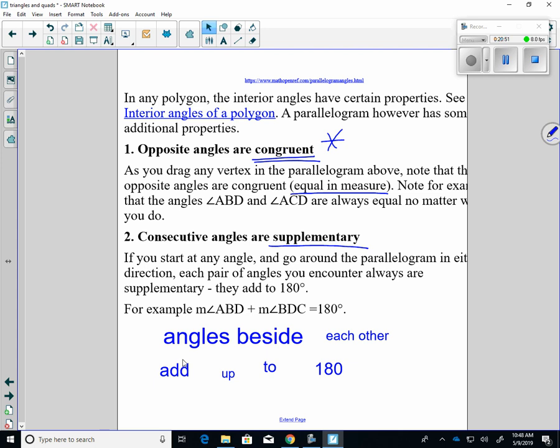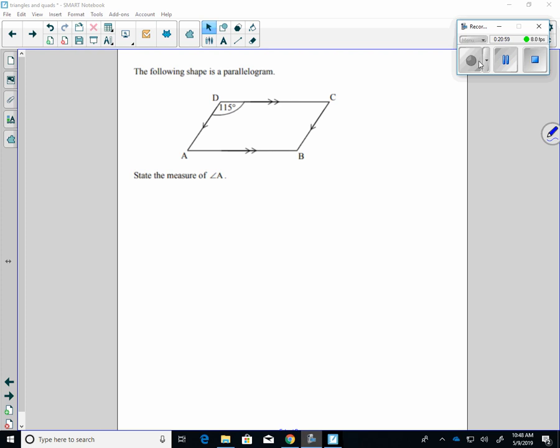Angles beside each other add up to 180. Okay. These are actual provincial exam questions. I stole this from a provincial exam. I'm allowed to. It wasn't stealing. The following shape is a parallelogram. State the measure of angle A. Where's angle A? Right there.